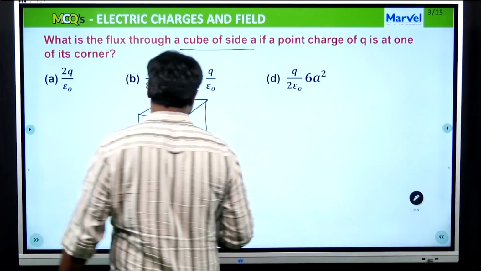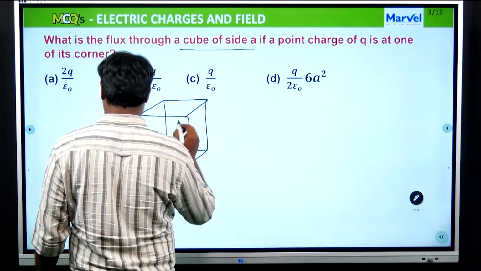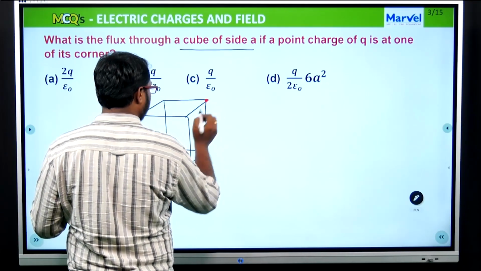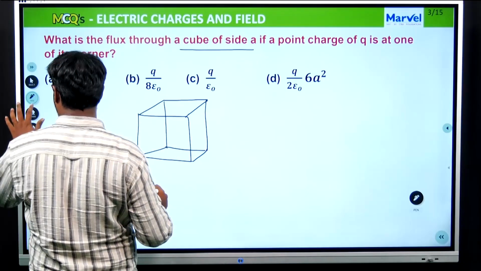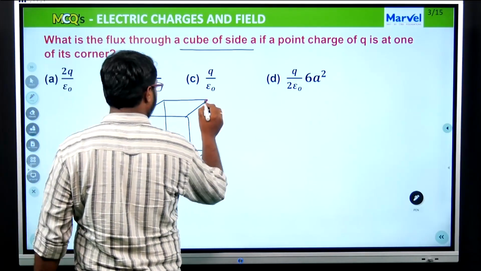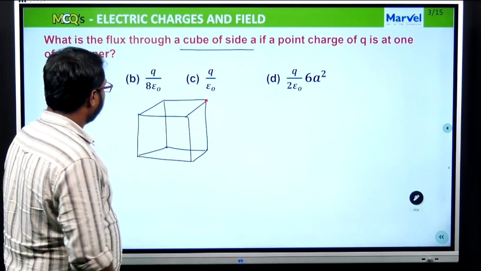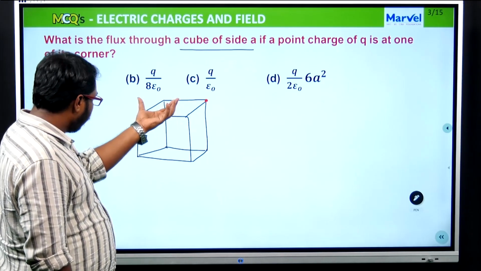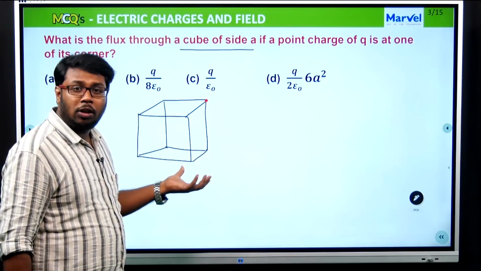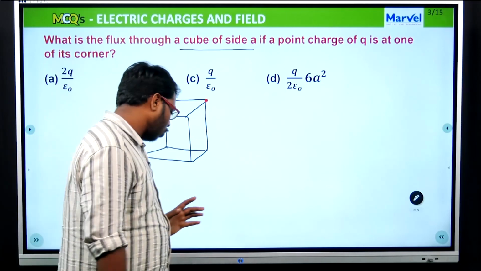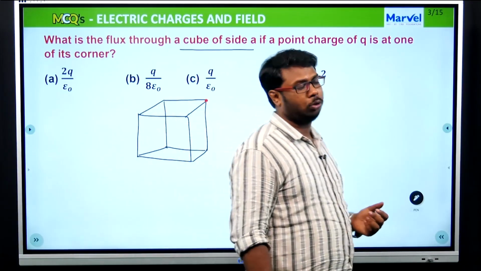In this particular case, we are going to place a charge down here, at this point. In this situation, they are asking you to find the flux that is coming out of this cube. So what are we supposed to do?